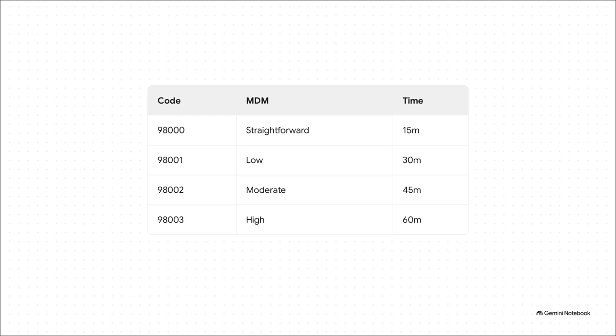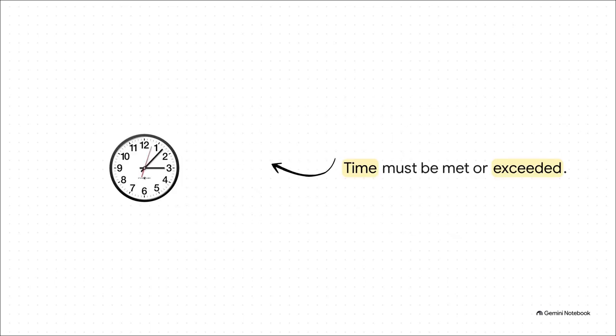Low complexity, that gets you to 30 minutes with 98001. Moderate takes you to 45 minutes with 98002. And high complexity maxes out at a 60-minute threshold for code 98003. It's incredibly logical, right? But, and this is a big but, when you're using total time on the date of the encounter for your code selection, these specific minute marks must be met or exceeded. There's absolutely no rounding up here.